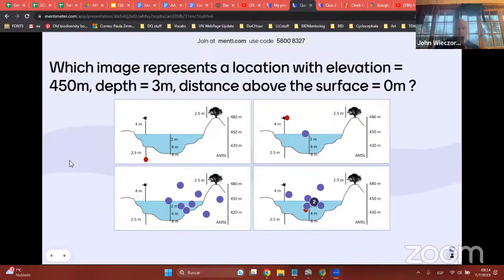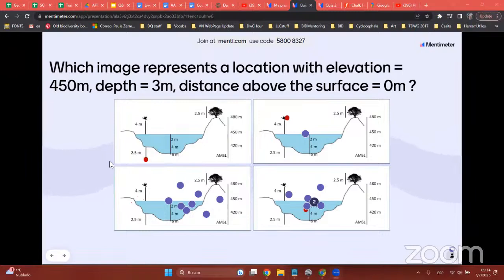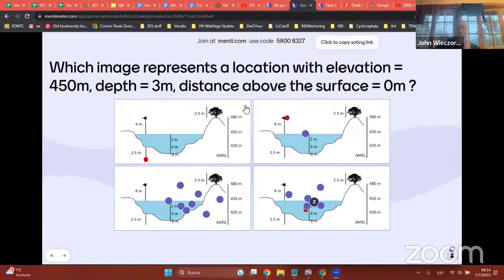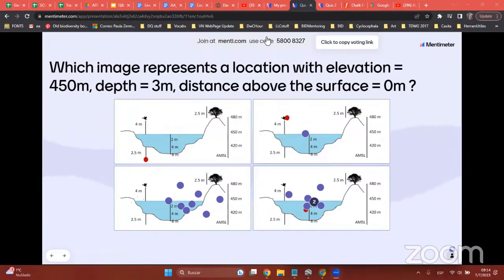Let me restate it and see if I have it correct. Yes, please. So the question would be that if you have a vertical position that's sandwiched between two surfaces, like in the fourth example in the lower right, in such a case, would you leave the distance above surface empty in a database? And the answer to that is yes.